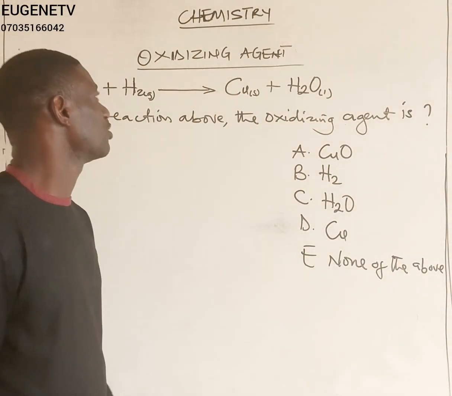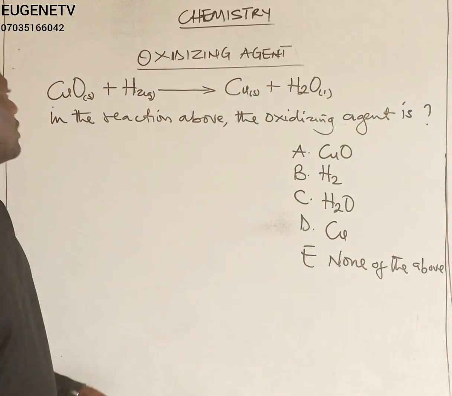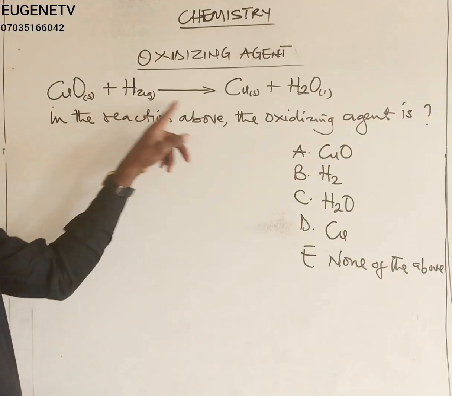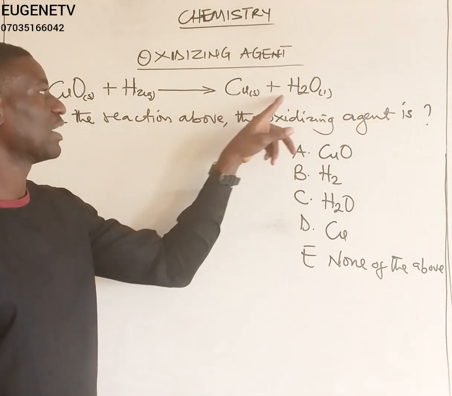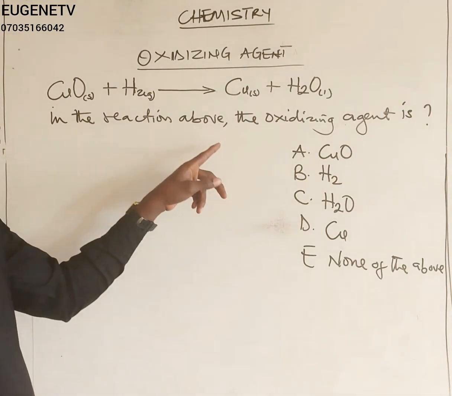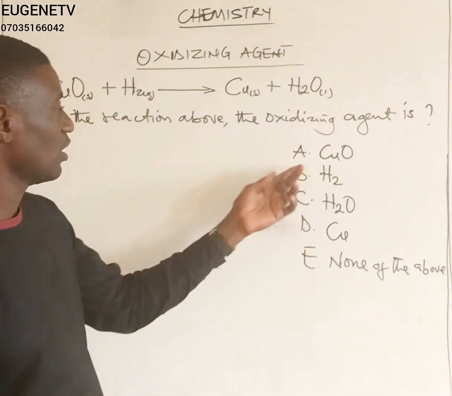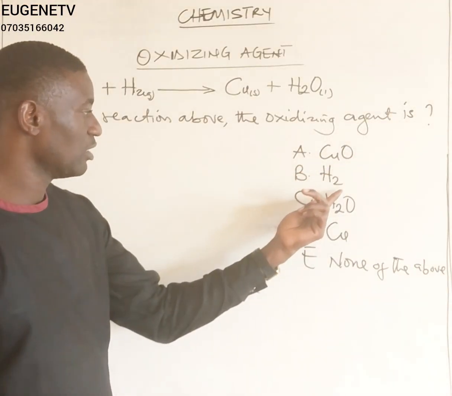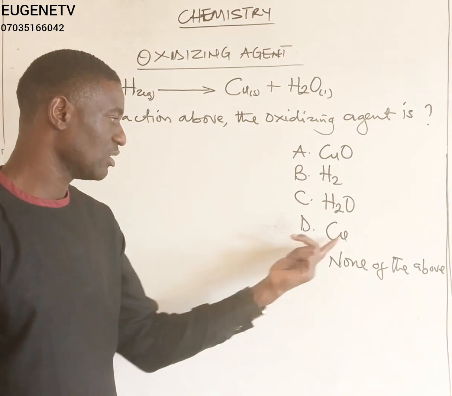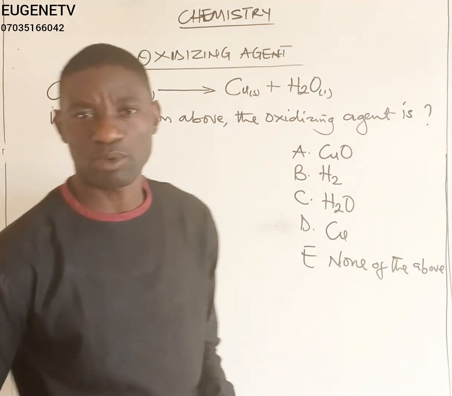And of course, this question is going to be based on oxidizing agents. The question reads, so we have an equation here: copper 2 oxide combined with hydrogen gas to form copper metal and water molecule. Then, in the reaction above, the oxidizing agent is option A, copper 2 oxide, B, hydrogen, C, water, D, copper metal, and option E, none of the above.